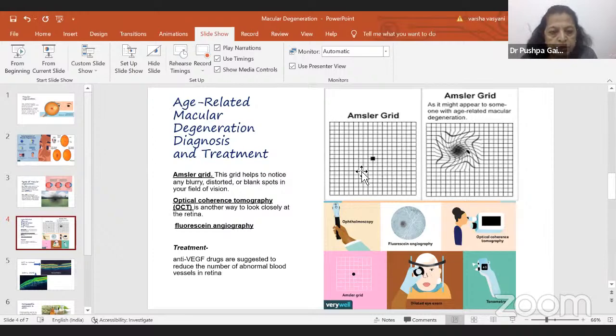And to confirm this condition, you have to do OCT. What is OCT? It is known as optical coherence tomography, where the image is seen and you will see that there is a macular edema in that area, and you will be able to find out whether it's a wet or a dry type of macular degeneration. Fluorescein angiography, no need of doing. Nowadays, nobody does.